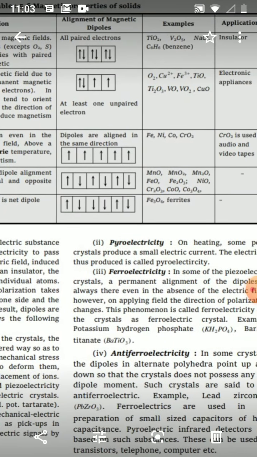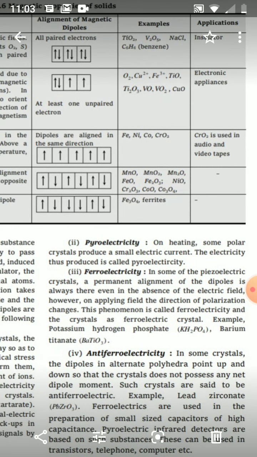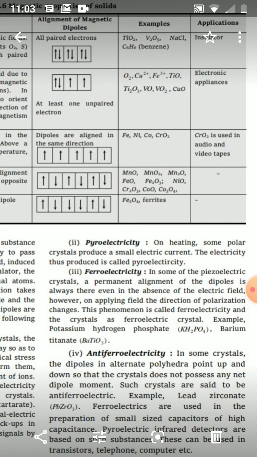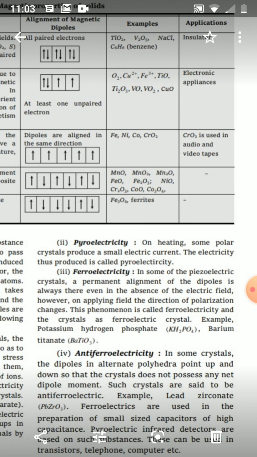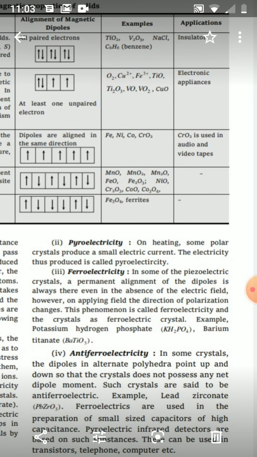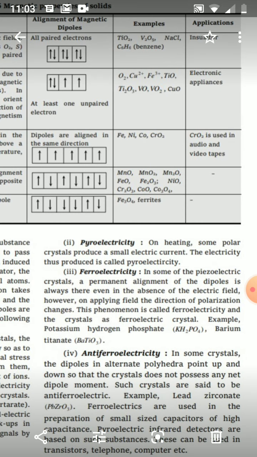And pyroelectricity, sometimes the substance conducts electricity on heating. So that's why it is pyroelectricity. Ferroelectricity, in some piezoelectric crystals, a permanent alignment of the dipoles is always there even in the absence of an electric field. However, on applying a field the direction of polarization changes, and this phenomenon is called ferroelectricity. Okay, so ferroelectric crystals are potassium hydrogen phosphate, barium titanate. These are the examples, sometimes may be asked.